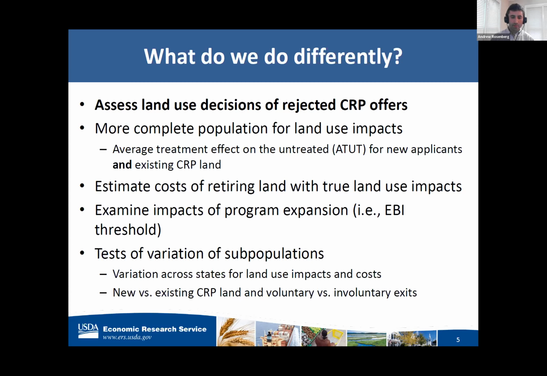And then finally, we're able to look at different subpopulations. So we kind of speak to the literature in this way. We look at voluntary versus involuntary exits. And then we also look at new and existing CRP land that has rejected offers.